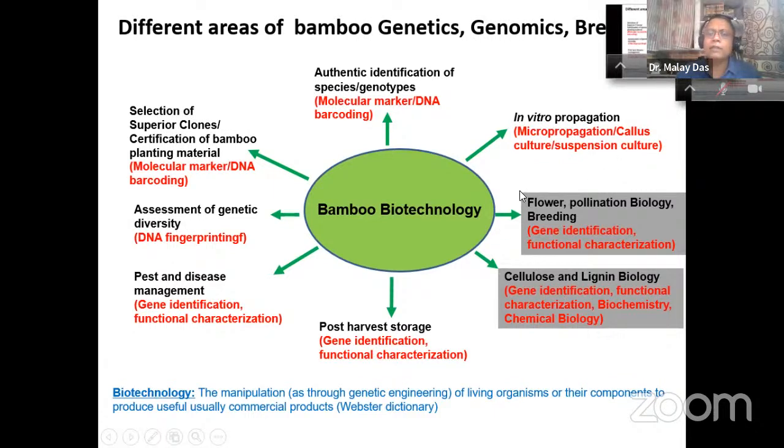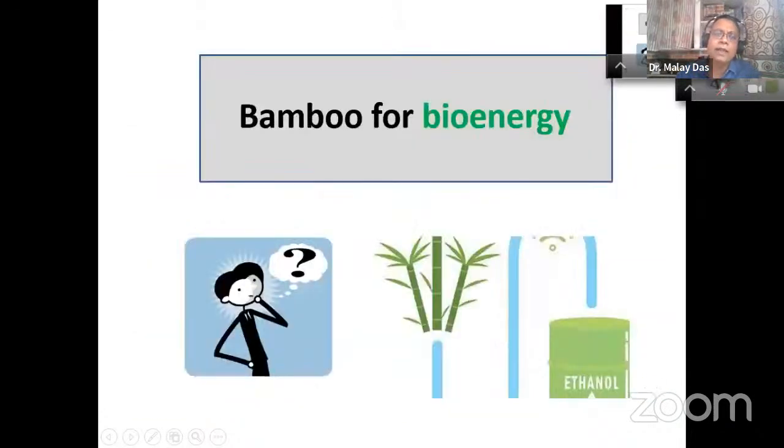A lot of work has been done, including by our group, on flowering, pollination biology, and breeding, because bamboo flowering offers many interesting biological questions to answer. This is a new addition to this big list, and we are contributing to it because bamboo has the potential to evolve as a major contributor in the bioenergy sector. And then pest and disease management, post-harvest management, genetic diversity, phylogenetic analysis, in all these fundamental areas quite some progress has been made by scientists.